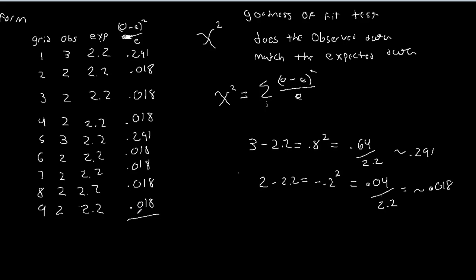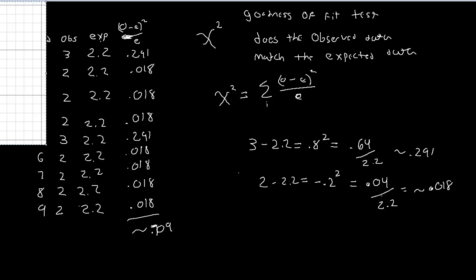And then if we do the math on that, that's going to be approximately 0.709, right? Again, adding all these up, approximately 0.709. Okay, so now that we have our chi-square test statistic, this 0.709 here, this is our chi-square test statistic.